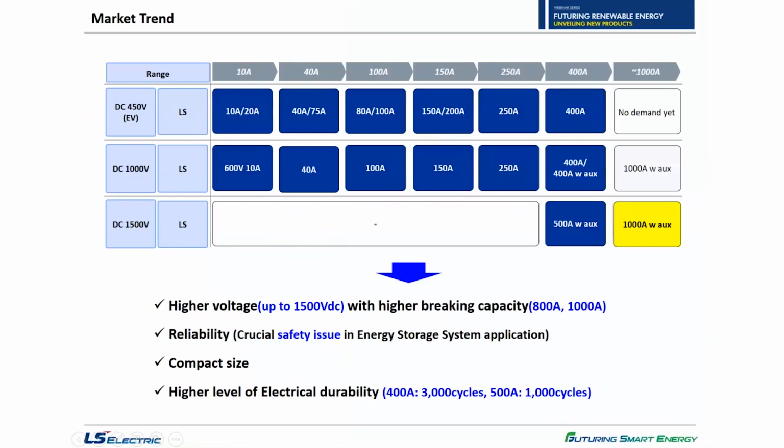From the BMS of electric vehicles to the BPU of energy storage systems, our DC contactor has been used in various industrial applications. For those applications, we believe the market demand has become very clear. Higher voltages and higher breaking capacity are absolutely needed for the market. Secondly, we have an issue with reliability because of the crucial issue of safety.